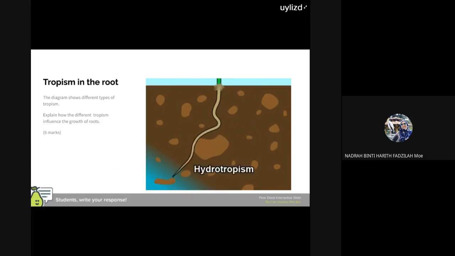During the initial growth, the root shows positive geotropism. Itu point number 1. Point number 2, therefore the root grow downwards. Okay, itu 2 markah yang pertama. Boleh tak kamu explain untuk 2 lagi tropism yang lain yang ditunjukkan dalam gambar rajah? Gravitropism tu benda yang sama maksud dengan geotropism ya, itu nama dia lain. So 2 markah pertama tadi, the root shows positive geotropism, the root grow downwards.